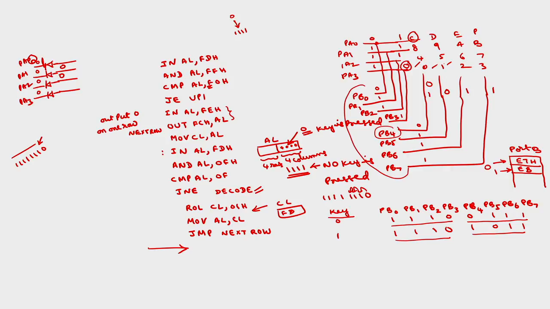Then that value I want to take into the accumulator. The only thing remaining is how to encode, how to read the key value into the AL register. That part we will discuss in the next class. Thank you.